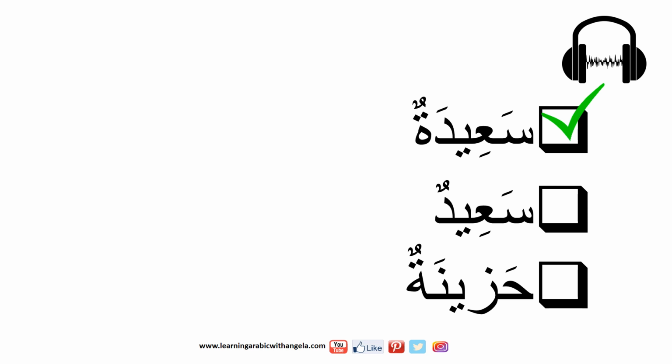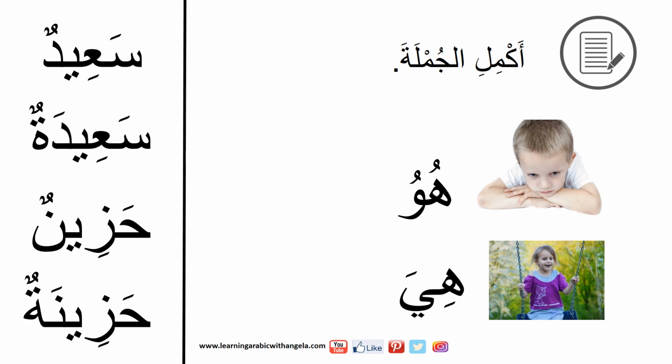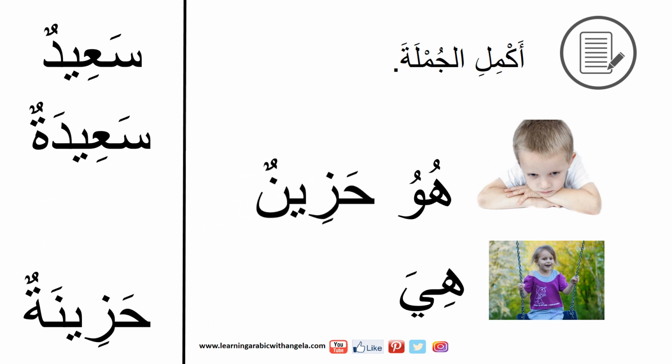Now you're able to differentiate the masculine from the feminine sounds. For this exercise, you have to complete the sentence. أكمل الجملة. So we've got هو and هي, and you have to choose the appropriate adjective from the column on the left-hand side. So let's begin. هو, what would you choose for هو? هو سعيد, هو سعيدة, or هو حزين, or هو حزينة. And the correct answer would be هو حزين.